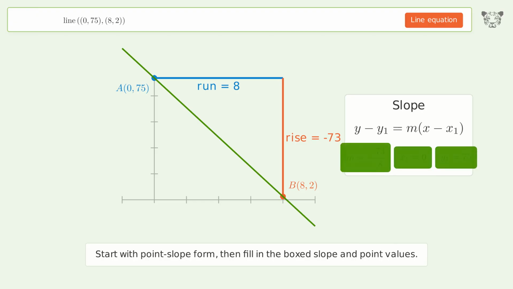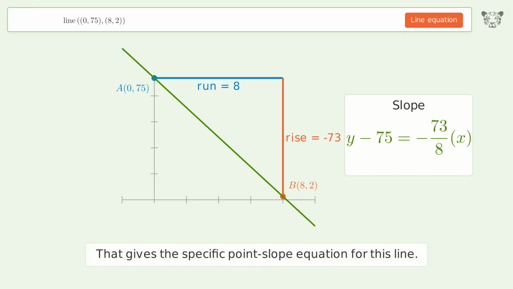Start with point slope form, y minus y1 equals m times x minus x1. Then fill in the boxed values. Slope is negative 73 over 8, x1 is 0, and y1 is 75. That gives the specific point slope equation for this line.